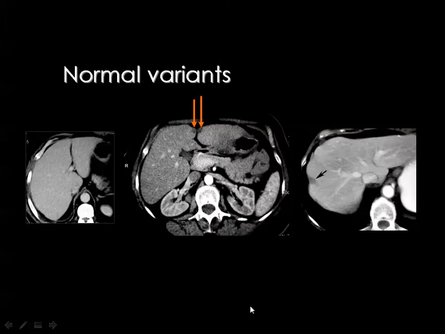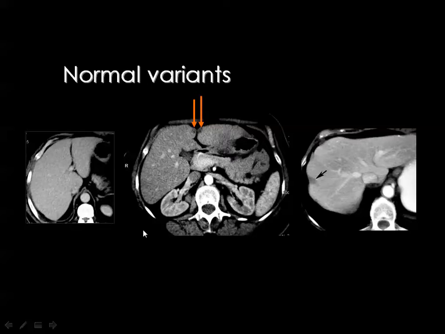Then if you look to the liver, you should not see any focal lesions, and I should emphasize this finding in particular because it is usually mistaken for hepatic focal lesions, and they are just artifacts. Whenever you see focal lesions on one side or on both sides of the fissure for ligamentum teres, you can ignore these as artifacts.